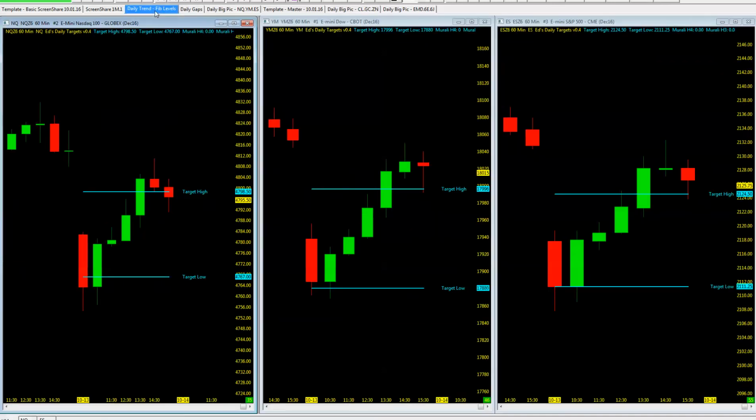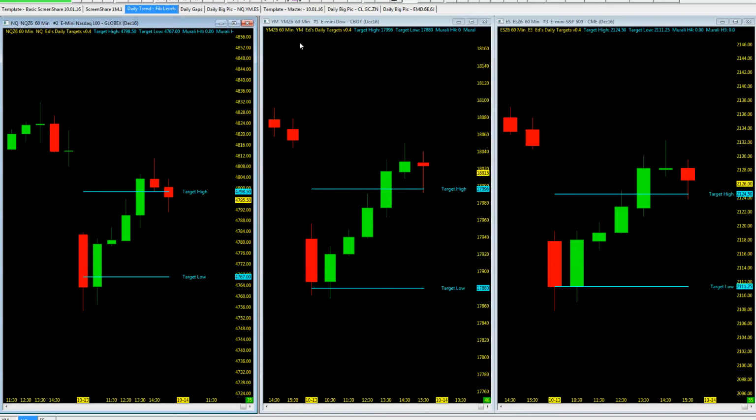How do we do on the Fibonacci projection levels? Very nice today. Again, with a small range yesterday, the target high and target low is going to be smaller. It's all based on previous day action. So we got to hit both targets on both sides. So nice rundown if that's what you were watching in the big picture.